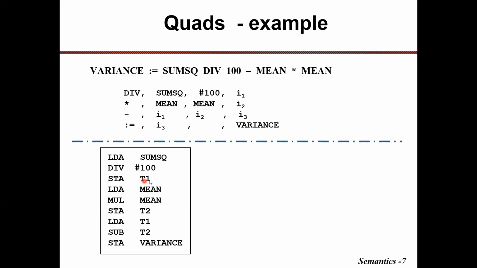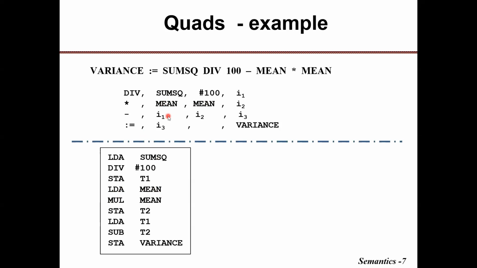Now we could have used I1, but we decided to show you that we can use other variable names. So we'll do T1, just to show you that you can. We'll put that into temporary 1. Now remember that value is still in the accumulator register. However, this next function is the multiply function, and we have two operands. So we'll take that first operand and put it into the accumulator register. So we'll do the load accumulator instruction with that first operand, mean.